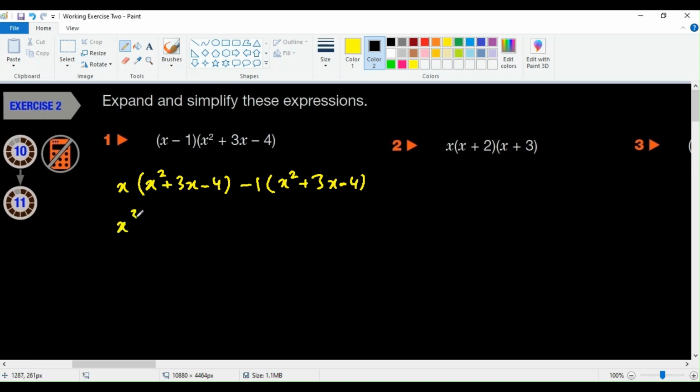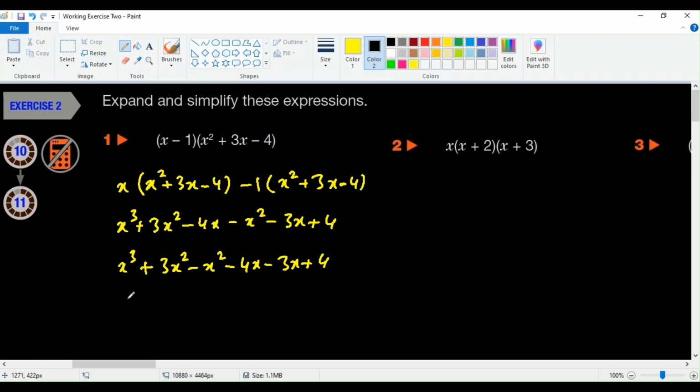So first one is going to give us x cube and plus 3x square and minus 4x. Now with the minus 1, it's going to be minus x square and minus 3x and plus 4. This is going to give us the final solution by combining the like terms together. In the examination, in the textbook or homework, you should be showing all these steps. Please be reminded of this. So x cube, and 3x square minus x square is going to give us 2x square, and minus 7x plus 4 is the final answer for this question.